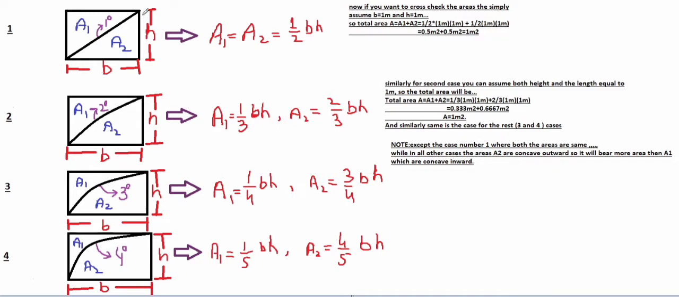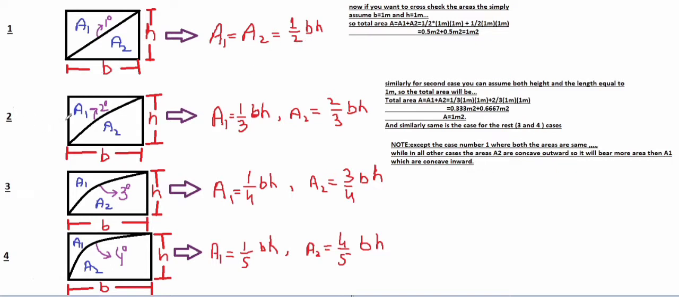Considering one side is height h and the other length is b. Now since it is a right angle triangle, A1 is equal to A2 and its area becomes equal to half of its height and length. So this becomes the area.